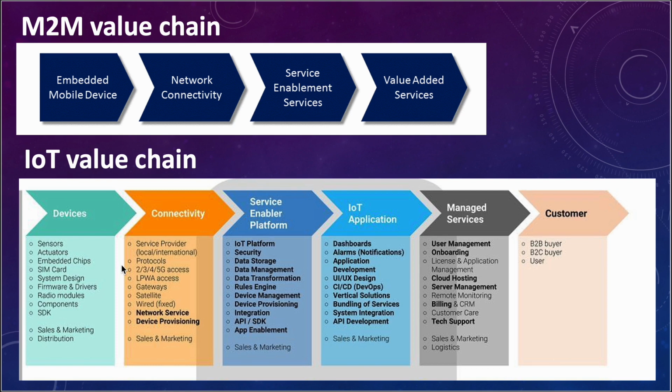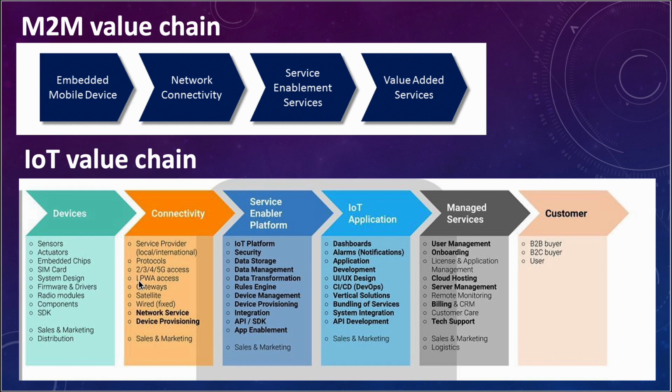connectivity. The next link of the value chain would be connectivity. In connectivity, we will find service provider, local, international, protocols, and we will have 2G, 4G. Right now, we can forget about 2G, 3G. Now it's mostly 4G, and we are transitioning into 5G technologies, right?